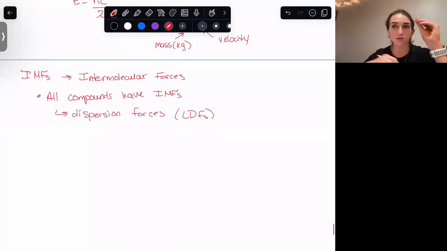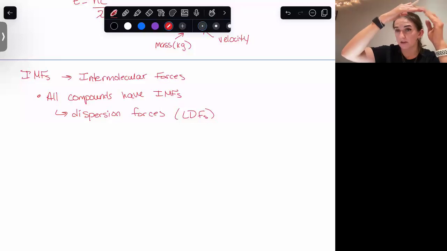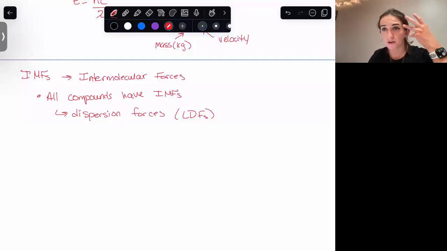This is because your electrons are always moving, and at some point in time, maybe your electrons end up on the same side of the compound, therefore creating a highly negatively charged portion of your compound, and then a positive charge on the other side, creating an instantaneous dipole. That causes the other things around it to have a dipole, and then everything interacts that way. So all of your compounds will have IMFs, but these dispersion forces are the weakest.